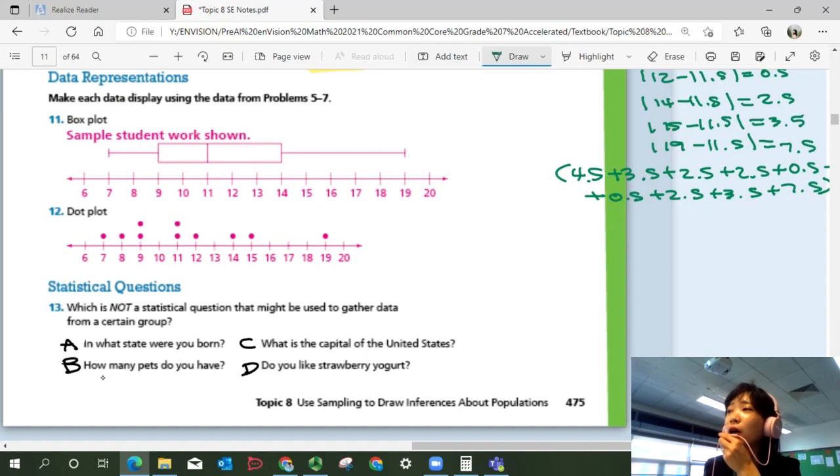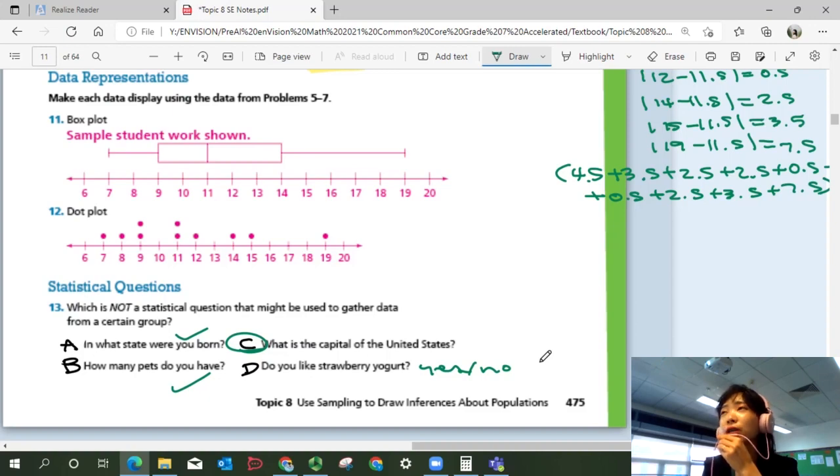So let's look at part A. In what state were you born? There are 50 states in America. You have 50 options that you could answer this question from. So that is okay. B, how many pets do you have? You can say 1 pet, 2 pets, 3 pets. You have different options. So this is a statistical question. C, what is the capital of the United States? There is one answer for this. So C would be the answer. And D, do you like strawberry yogurt? Yes or no? You have 2 options. So that's still a statistical question. That's fine to gather data.